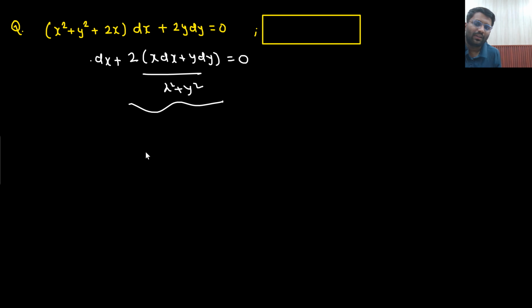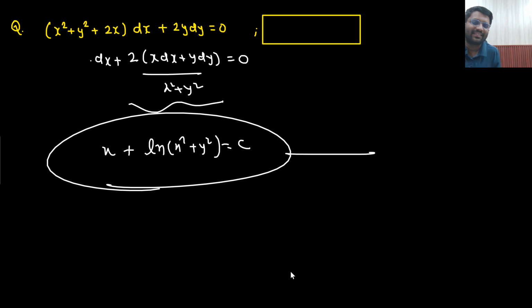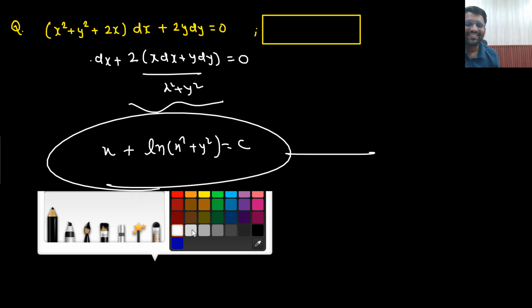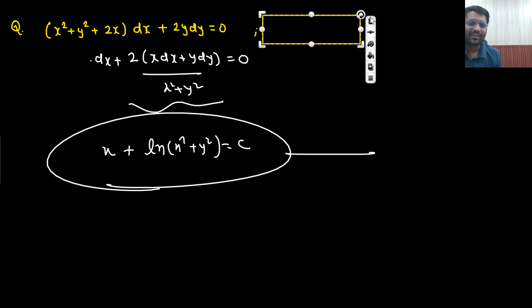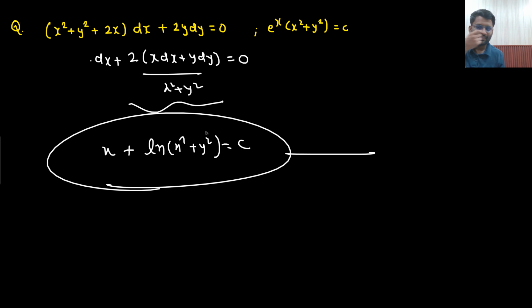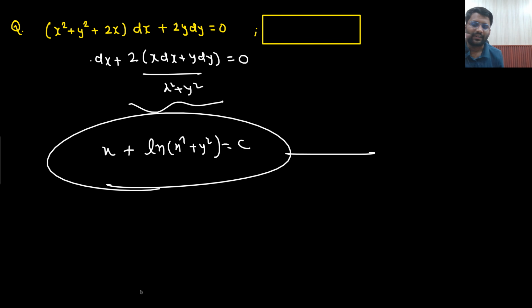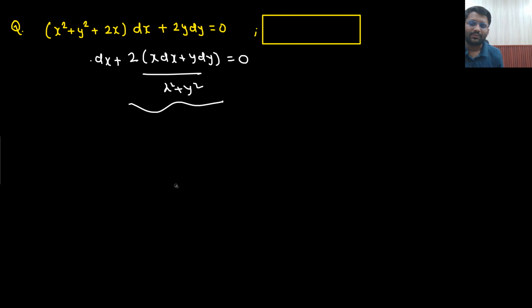Sir, what will this come out to be? This will come out to be ln of x square plus y square, and this will come out to be x only, equals a constant. There you go. This is the answer. Okay, so this will be done. I guess this is the answer only. Is that right? Yes, it is right. But let's hide it once. So we can solve it with inspection.